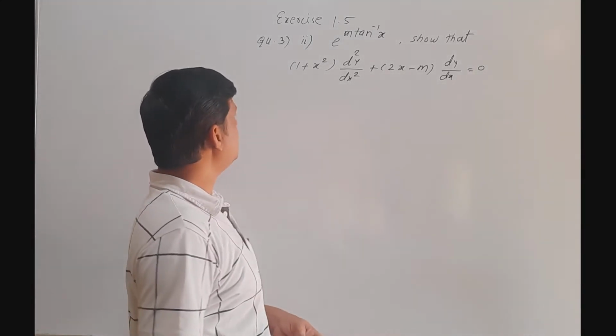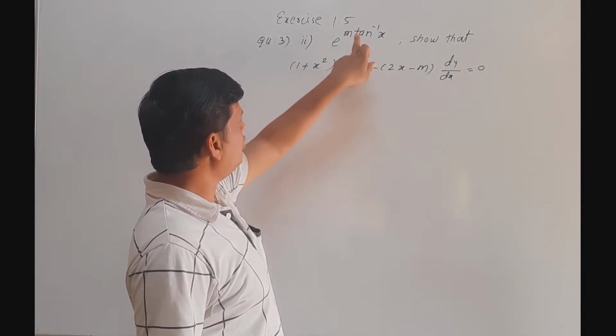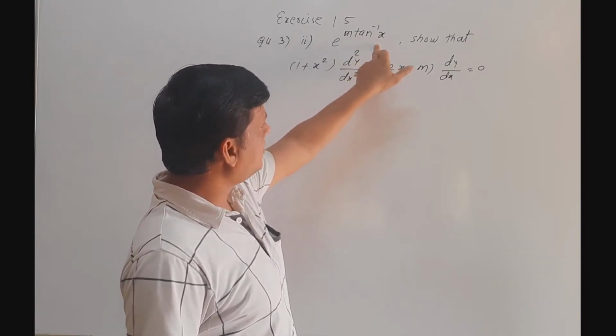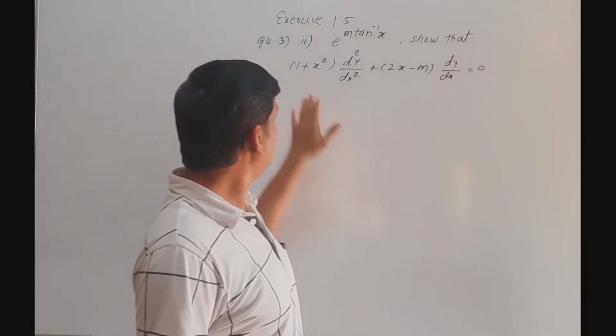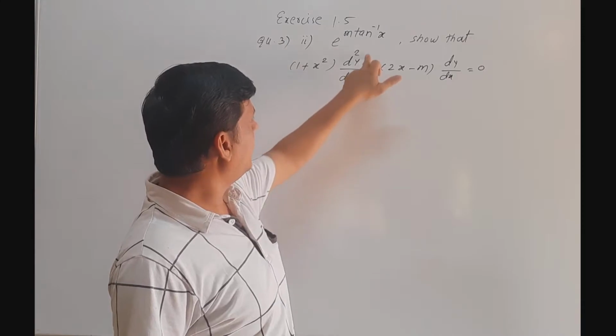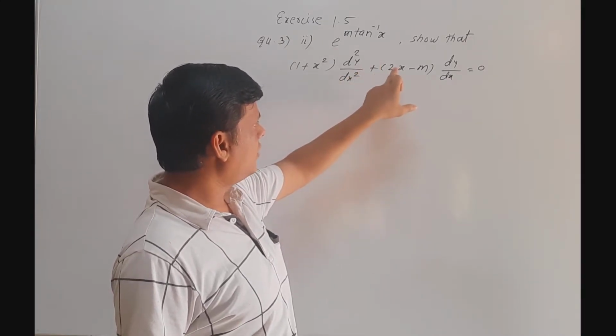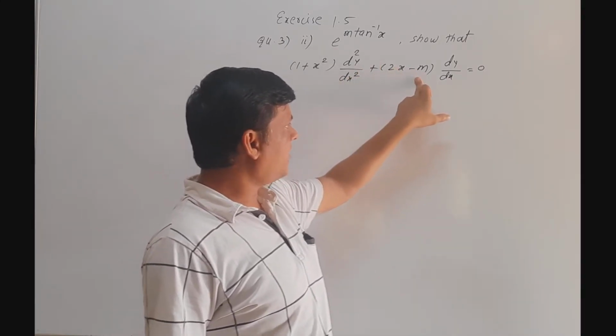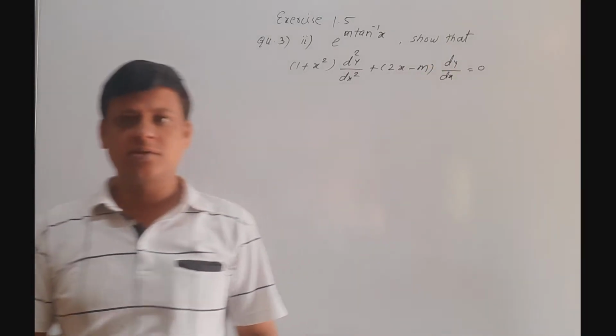Now see sub question second, y equals e raised to the power m into tan inverse x. Show that 1 plus x square d2y by dx2 plus 2x minus m into dy by dx is equals to 0.